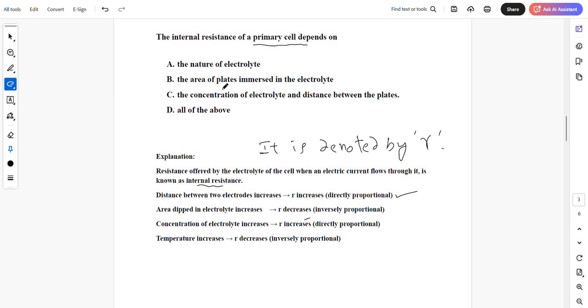Understood? Very good. And then here the area of plates immersed in the electrolyte, that is also okay here. I have talked about the distance between two electrodes, area dipped, concentration of electrolyte, and temperature. All the above, this is also there, this is also there. Nature of electrolyte, understood. And then all the above is the right answer for this one. Hope you understood.